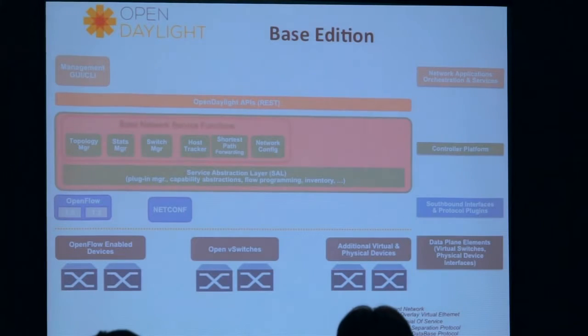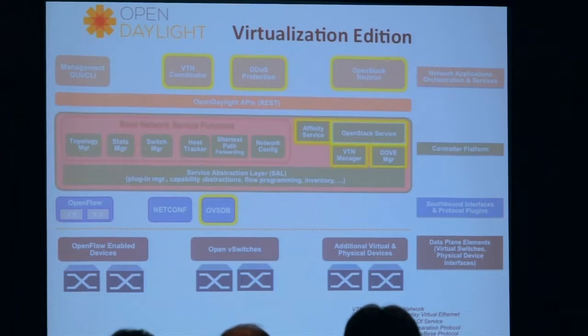The base edition would consist of the basic building blocks that someone who would like to build something on top of or out of OpenDaylight would use to do so. So your basic services, the service abstraction layer, baseline protocols, those sorts of things. The virtualization edition adds to that the VTN coordinator, DDoS protection as an application, the OpenStack Neutron plugin for OpenStack. It adds the Affinity service, the OpenStack service, VTN and Dove Manager, and also OVSDB southbound support.